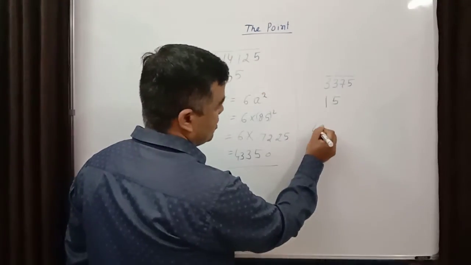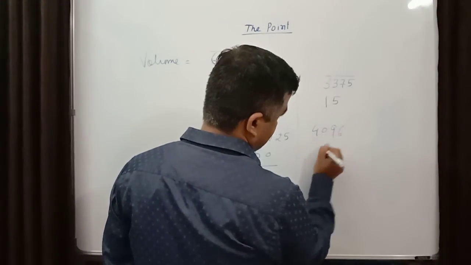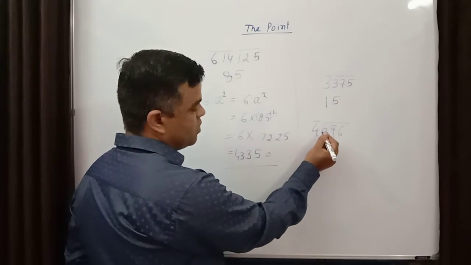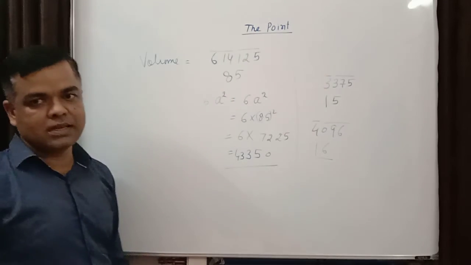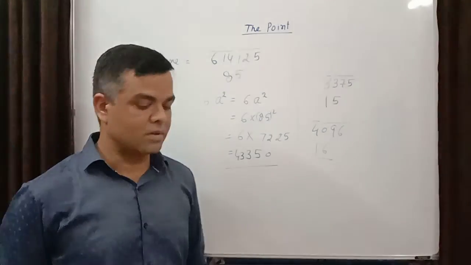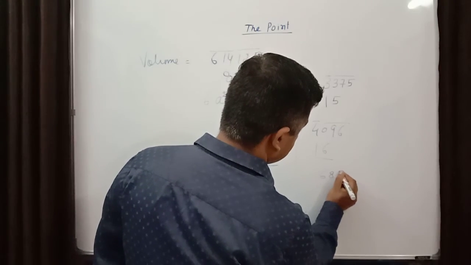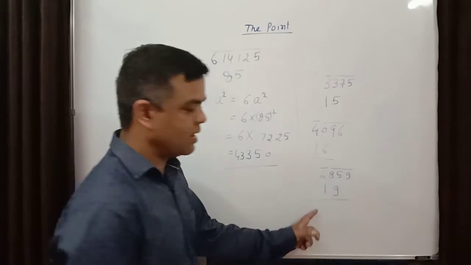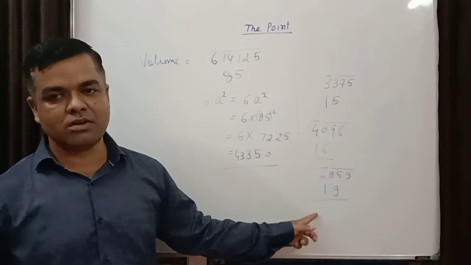Take another number, 4096. Easily you can find it out. Here 1, 2 cannot come because the cube of 2 is 8, which is more than 4. So 1 and 6, the cube root is 16. Very easy. In 1 second you can find out a cube root. Take another number, 6859. Find out the cube root. 1 and 9, 19 will be the cube root of this number. Further calculation you can do.